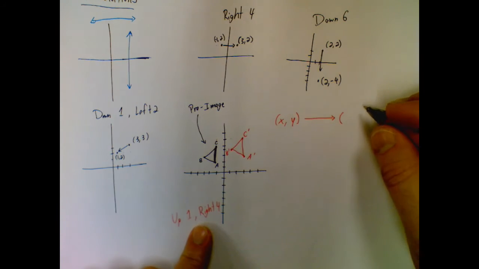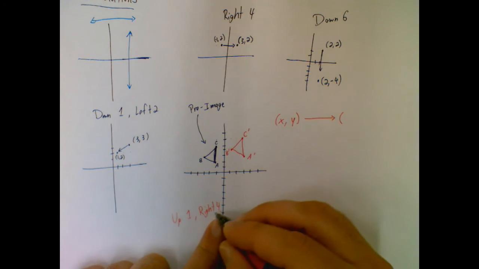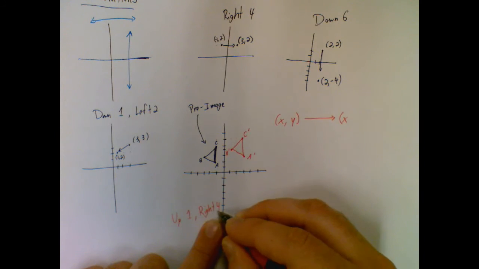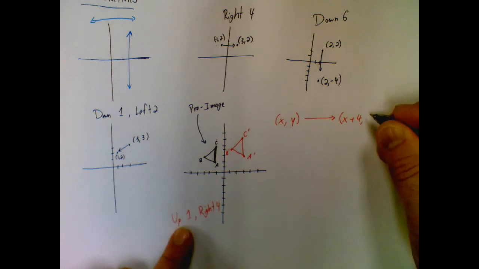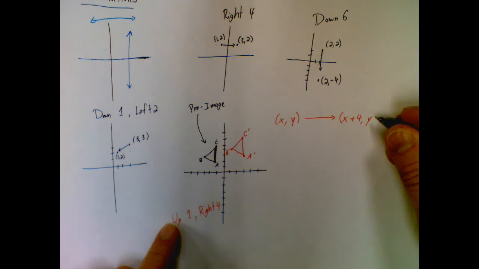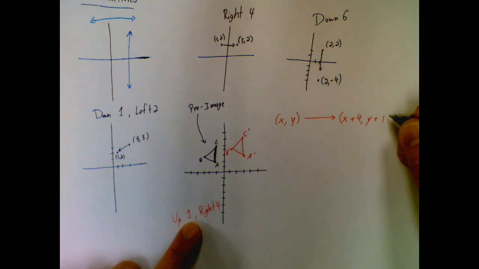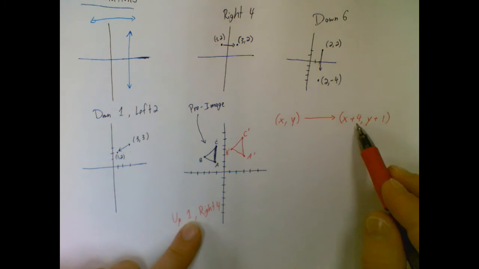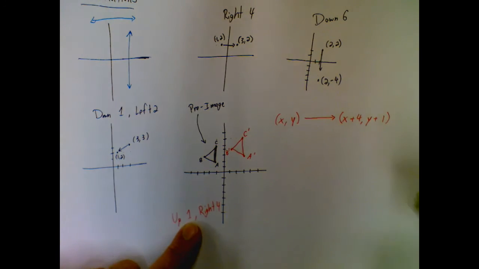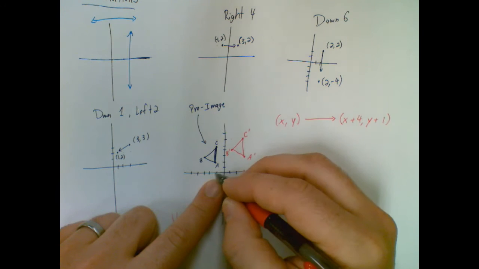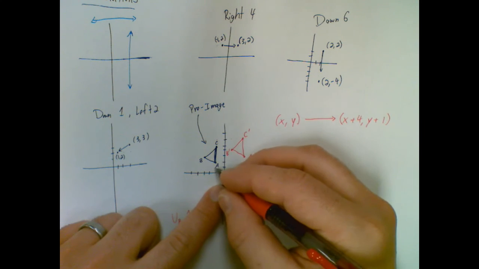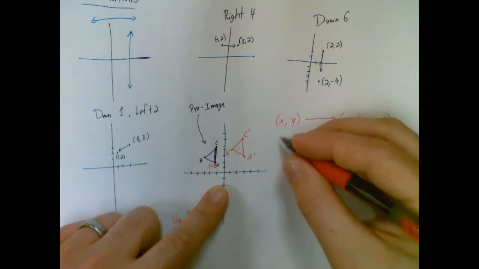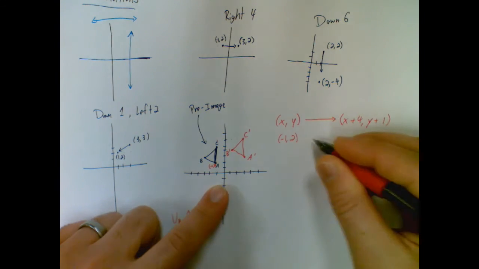So if I take this one, right 4 is the one that's dependent on x, so it's going to be x, and I'm going to go right, so that's plus 4. And then my y value, I'm going up, so that's also addition, plus 1. So this says take any x, y point and add 4 to x and add 1 to y. Okay, so if I looked at my point here with A, it's starting at -1, 2.